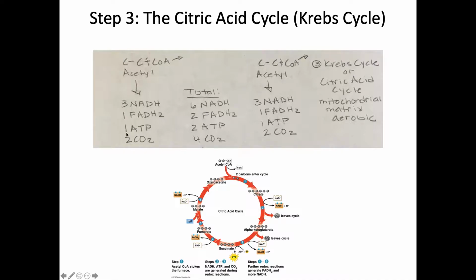And then here, we've also made 1 ATP per acetyl, and 2 carbon dioxides. So whatever happens to this acetyl group needs to happen to this acetyl group. So each turn of this Krebs cycle will produce 3 NADH, 1 FADH2, 1 ATP, and 2 carbon dioxides.